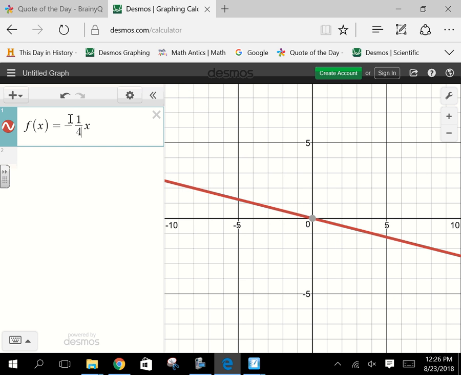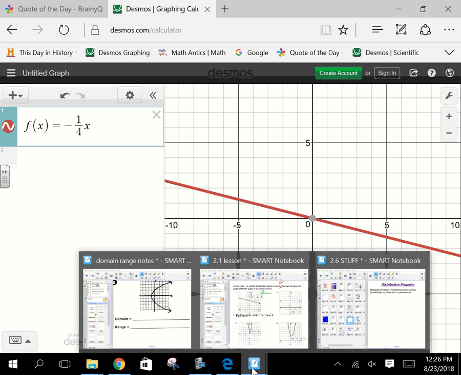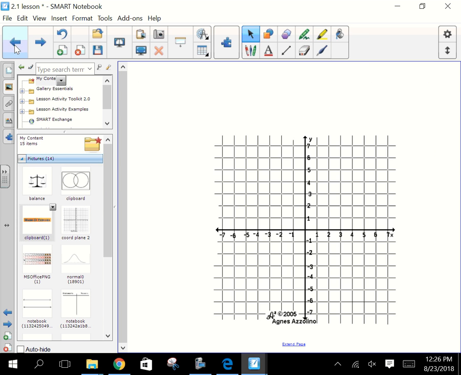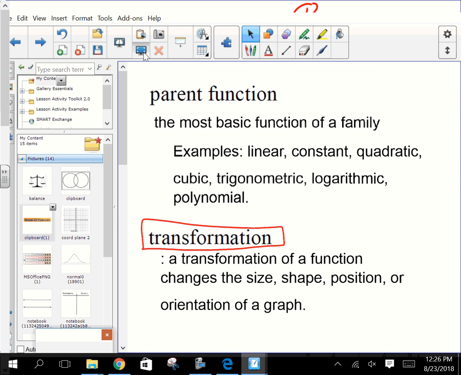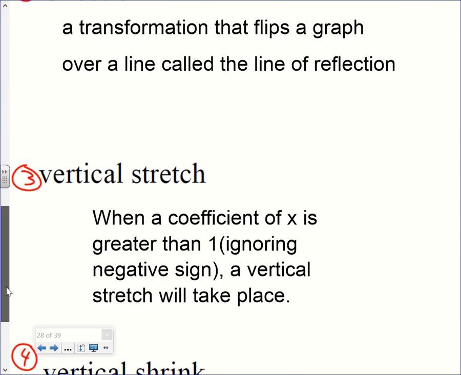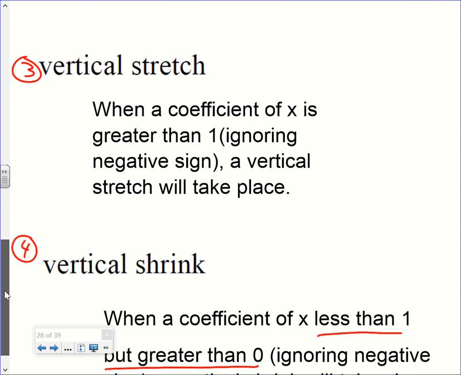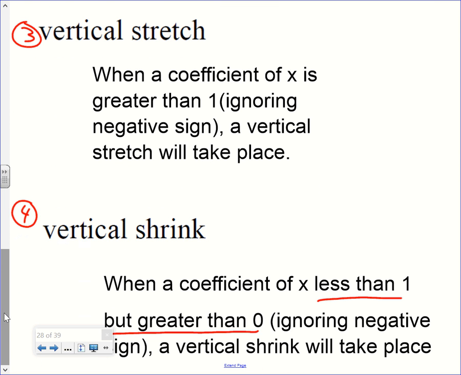1/4, now it's less steep. So yesterday, there were two kinds of stretches or vertical transformations. One was a stretch, right here, number 3, and one was a shrink. You know it's a shrink if the coefficient, that means the number in front of the variable, is a fraction. We went over that yesterday.